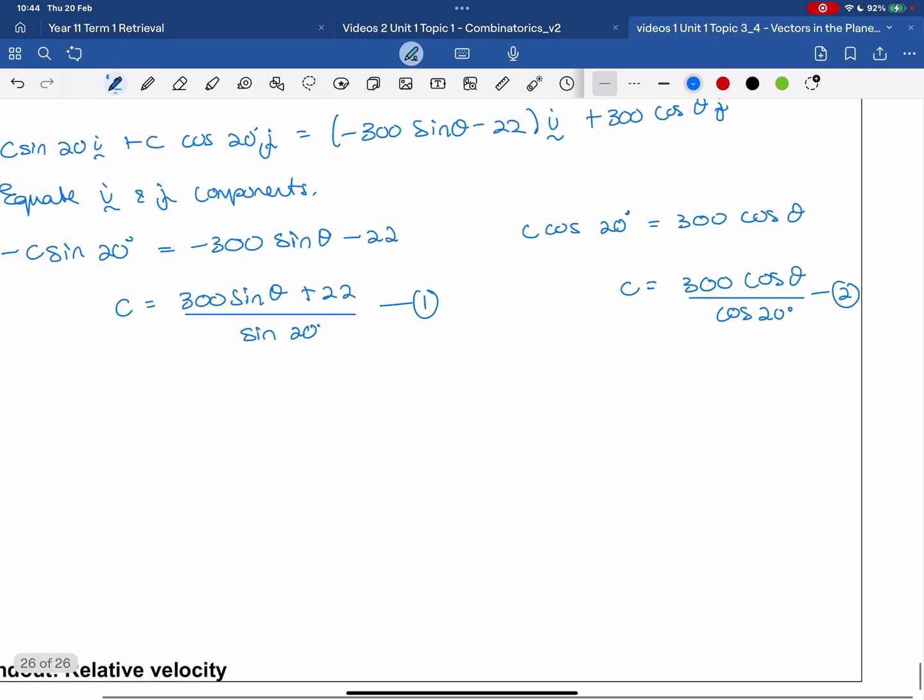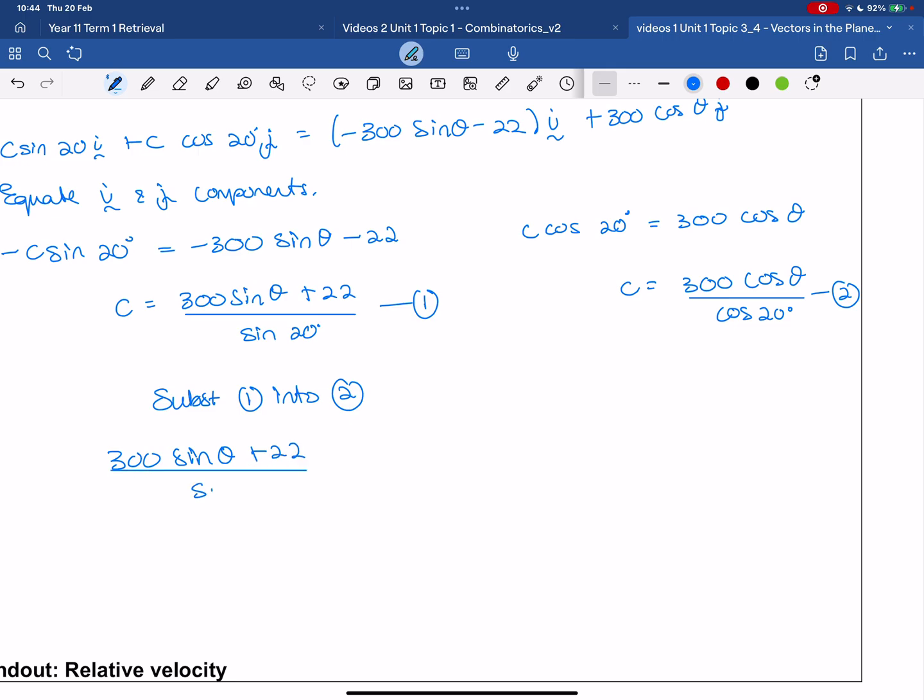So now, if I substitute 1 into 2, what I get is that 300 sine of theta plus 22 over sine of 20 degrees is equal to 300 cos of theta over cos of 20 degrees. Now, we definitely cannot do that tech-free. So we're going to use Solve on our calculator.